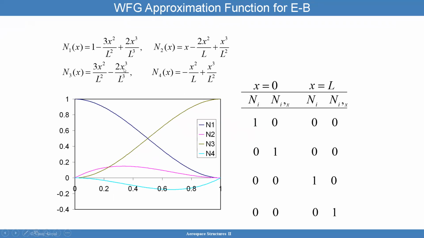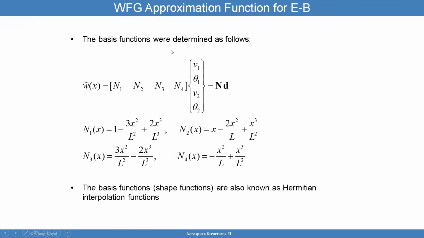I select the cubic because I have two unknowns on either end, so I have four unknown coefficients, and a cubic polynomial has four unknown coefficients. So this works really well. My unknowns are the deflection out of plane, V1, theta 1 is a slope, V2 at node number 2 is the deflection out of plane there, and theta 2 is a rotation at the other end.